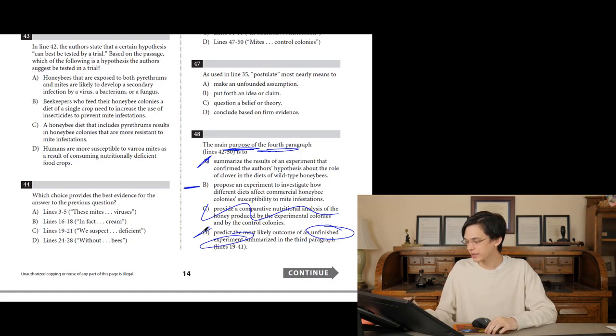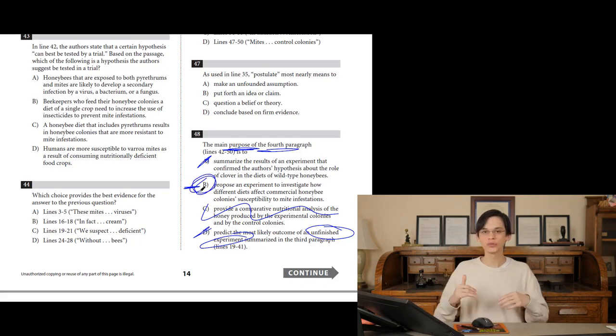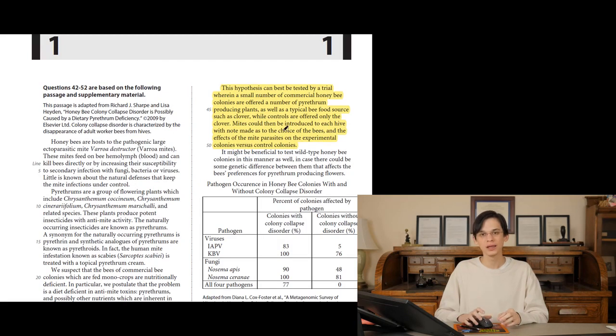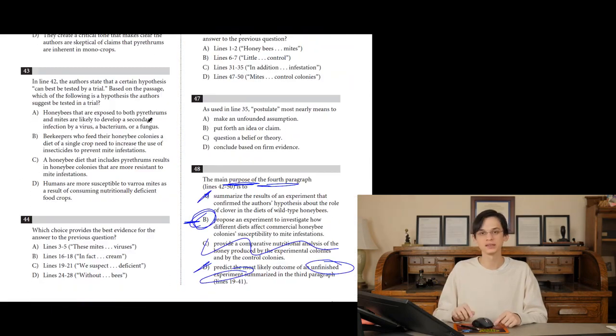The answer, I think, to 48 is going to be B. It hits on all the right notes. It's not wrong. No part of it's messed up. The main purpose is to propose an experiment to better investigate the diets and how they affect mite infestation. That's exactly what this is about. That's what this paragraph brings to the table. That's the information we would lose if we were to get rid of that paragraph from the piece. The answer, again, to number 48 is going to be B.